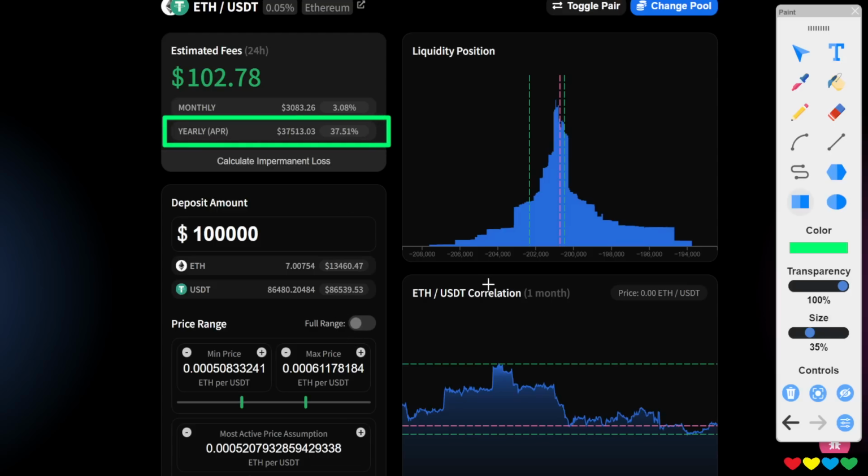Now it's people guessing the range here. So they're trying to guess where it's going to trade between in like a 6-hour, 12-hour, 1-week period. And you can see the APR jumps up huge. Isn't that fantastic? You're making 37%. But remember what I said, it's actually winner takes all.